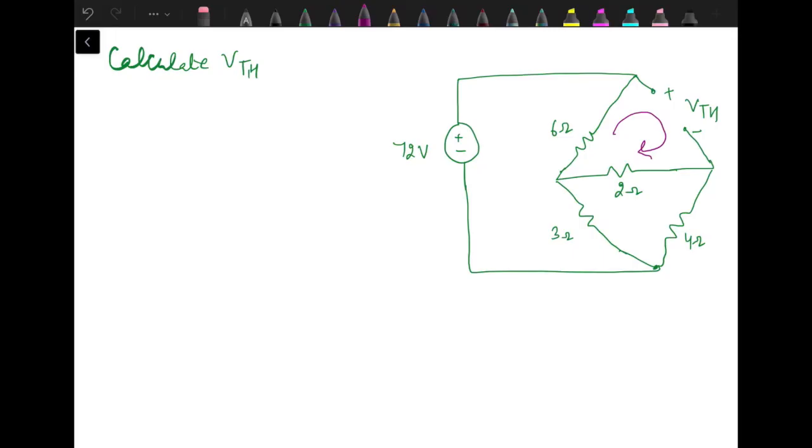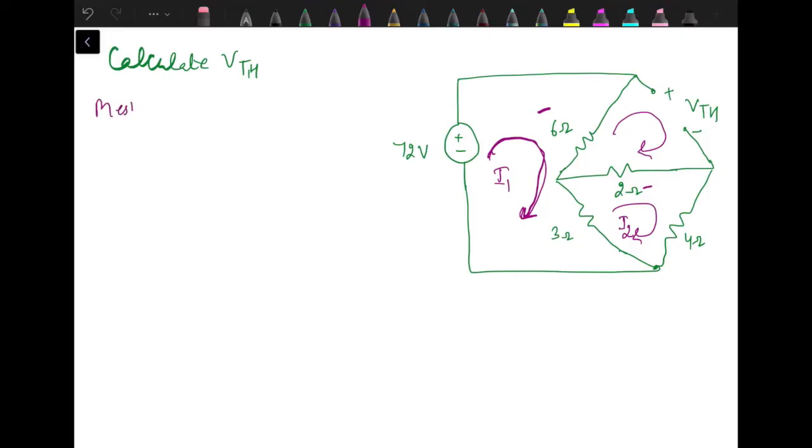Again, for this we need to apply KVL to this mesh as well as this mesh so that we can find out the current through 6 ohm and 2 ohm resistance. The current through this open loop will be 0, but the current will flow through the 6 as well as 2 ohm resistance because of these two meshes. So let's say this current is I1 and this one is I2 and then apply KVL.